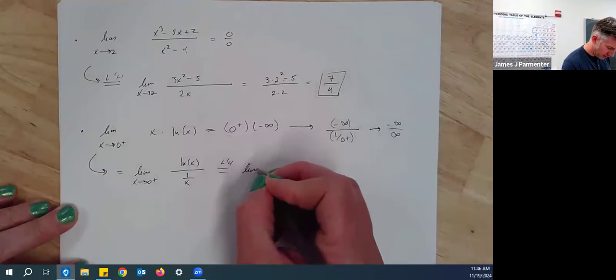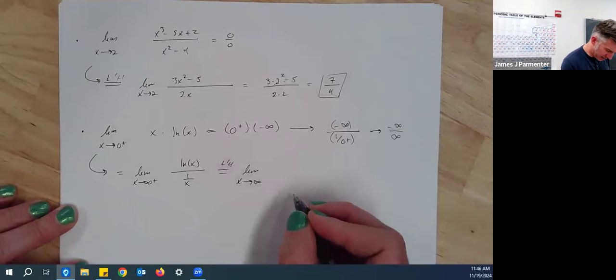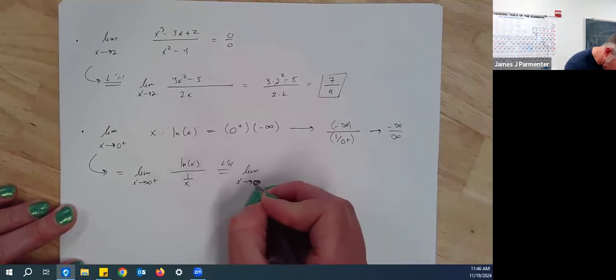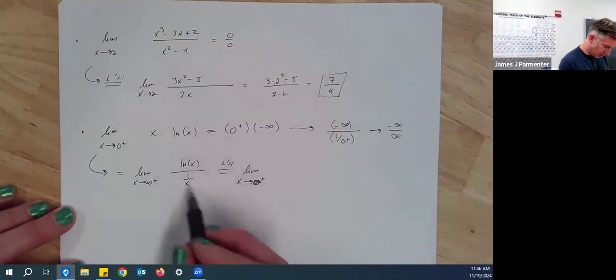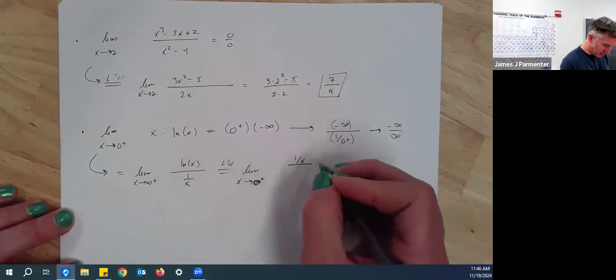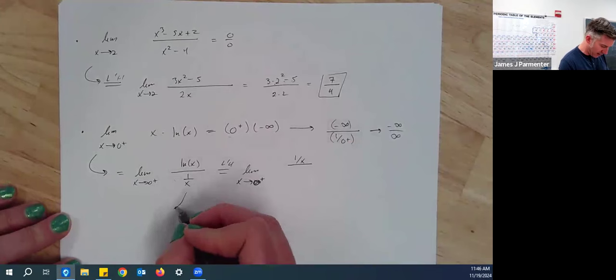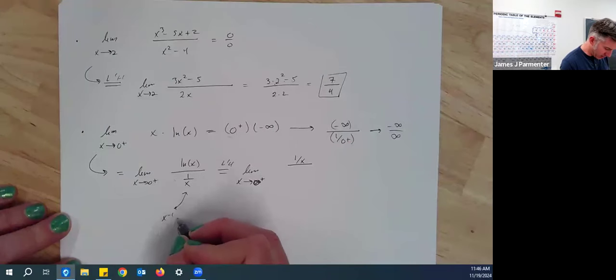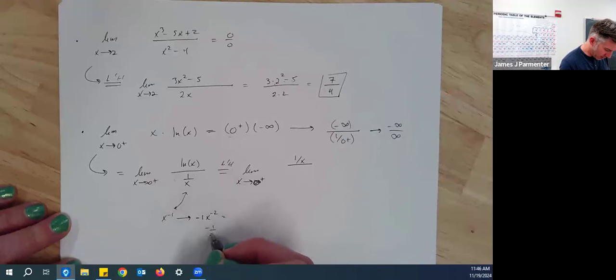We're going to have the limit as x goes to 0 from the right, apologies, of the derivative of the natural log of x, which is 1 over x, and the derivative of 1 over x, which I'm thinking of as x to the negative 1, whose derivative is negative 1 times x to the negative 2, or negative 1 over x squared.